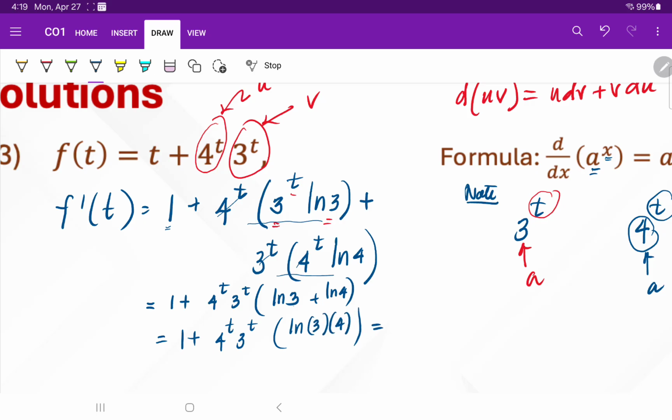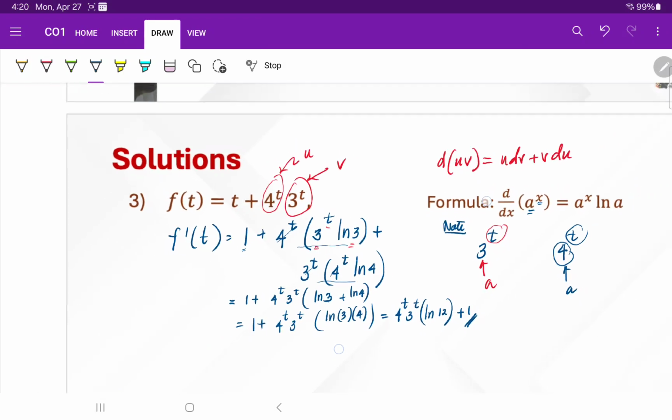So if you simplify further, you can put 4 to the t, 3 to the t first, times ln of 12. Because ln of 3 times 4 can be written as ln of 3 plus ln of 4 by the laws of logarithm. But you have here plus 1. Okay, questions for number 3.